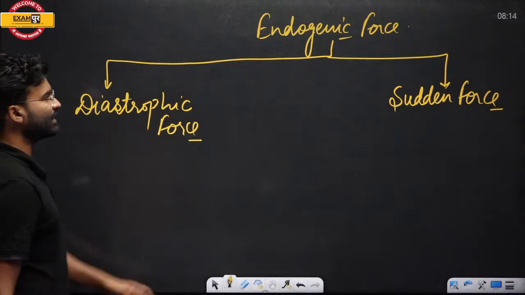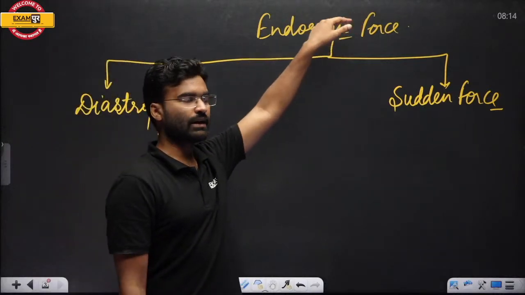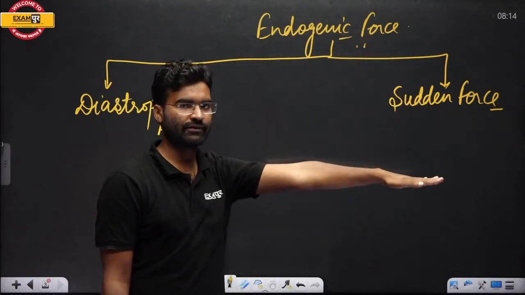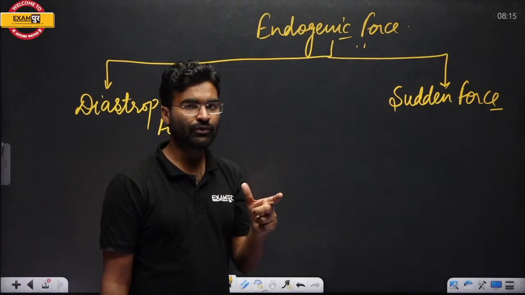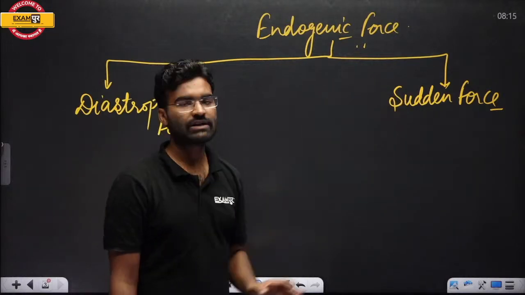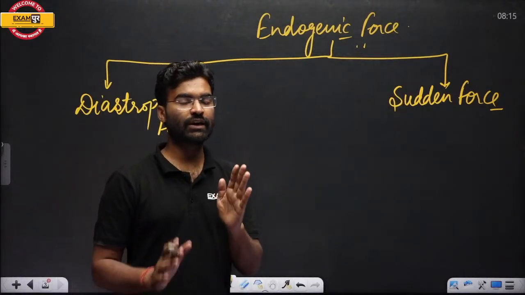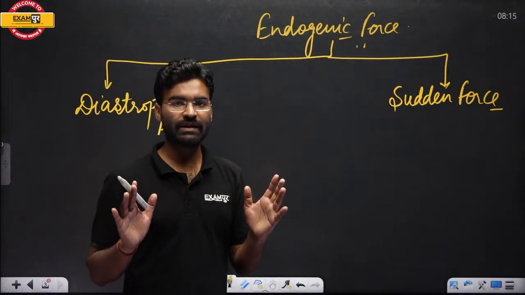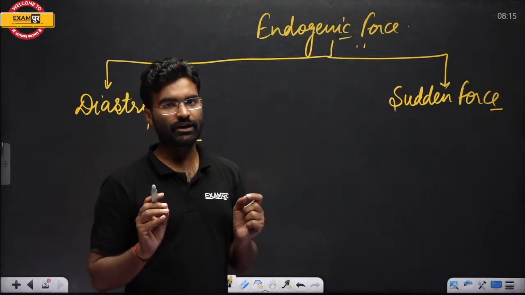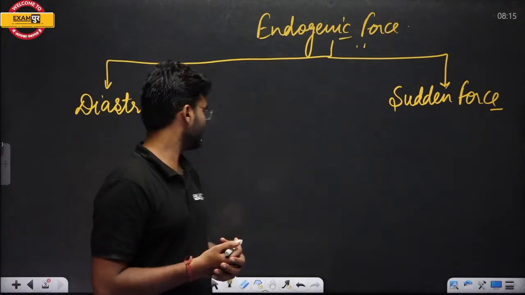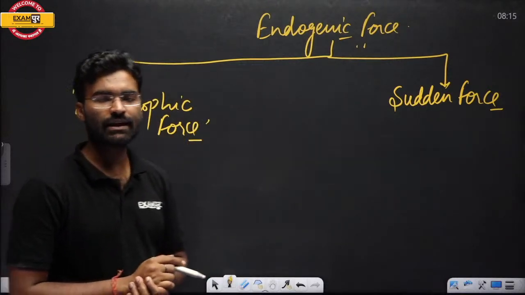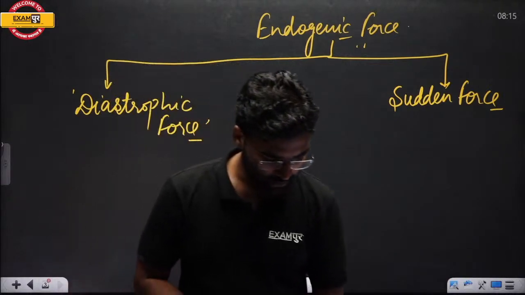So further we can categorize the endogenic force. I think you are clear on the endogenic force. That means all of this is working beneath the earth's surface. If any force works suddenly, it is called the sudden force. If the force is working over a long time period, that means the pace of the working force is very slow, then it is termed the diastrophic force. I hope you are clear.